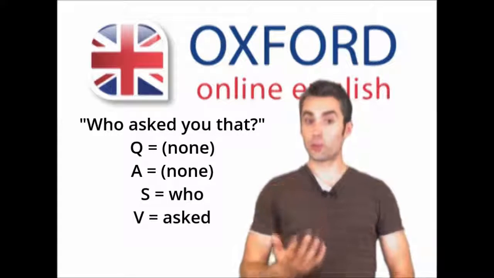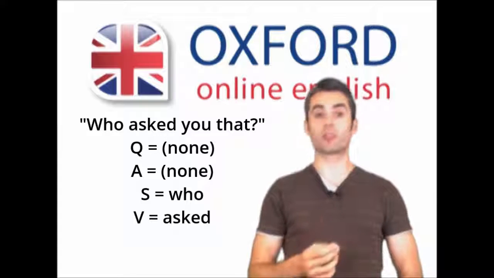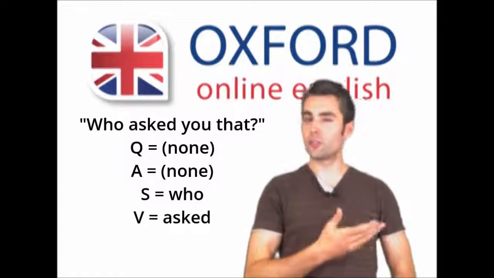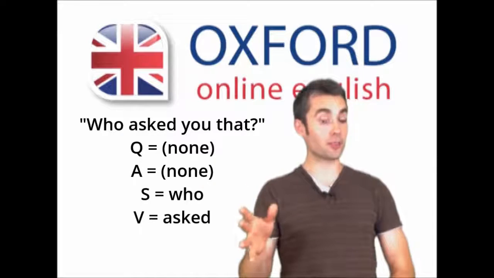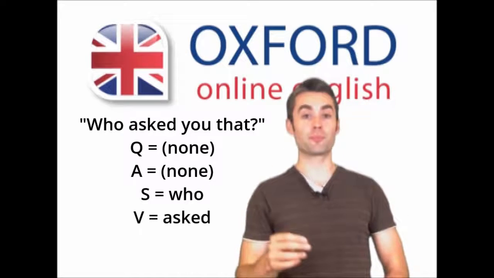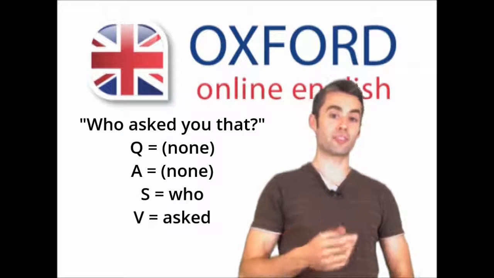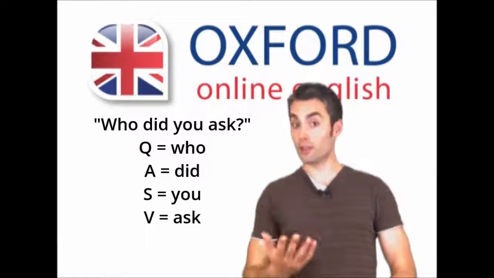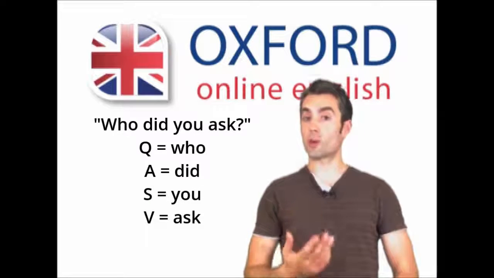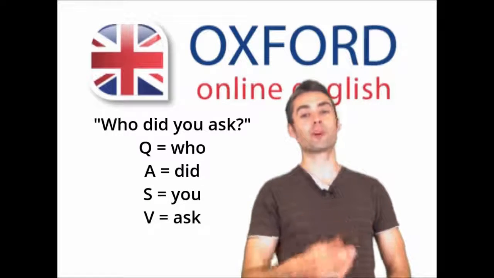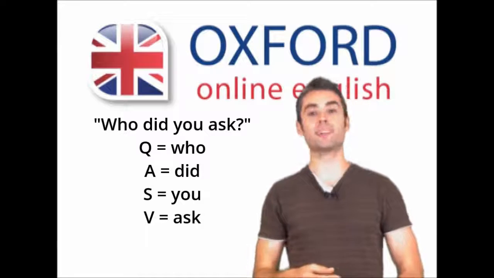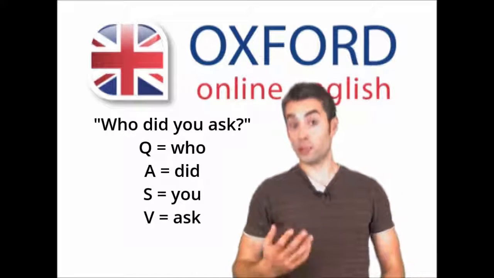In the first question, who is the subject? According to the QASV rule, the next word after the subject should be the verb. So the next word is asked. In the second question, who is the question word? What comes after the question word? That's right, the auxiliary verb. So we need to use did.